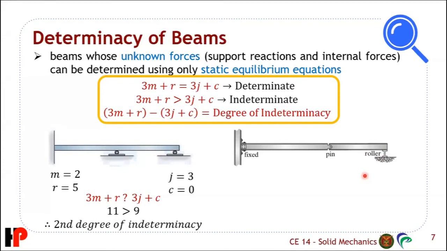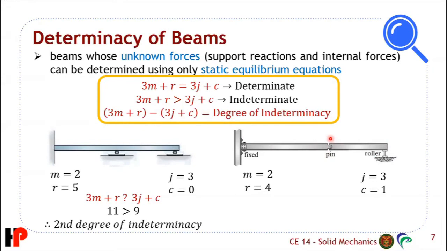So, ano yung M dyan? So, M would be 1, 2. So, M is 2. And R, so tatlo sa fix, isa sa roller. So, bakit walang reaction sa pin? That's because that's an internal connection. Hindi siya external support. So, R would be 4, 3 plus 1. And then, J, so number of joints, 1, 2, 3. So, J is 3. And then, the number of internal conditions, C, ito lang, 1. Internal connection, C equals 1.